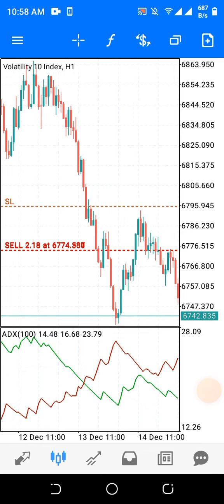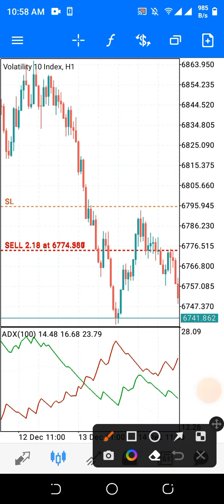This is the reason why I am on sell. If you check now, you see that the red line of ADX crosses the green line. This is where the crossing occurs here. So this is a sell signal. That's the reason why I am on sell. Do you understand? That's the reason why I am on sell.